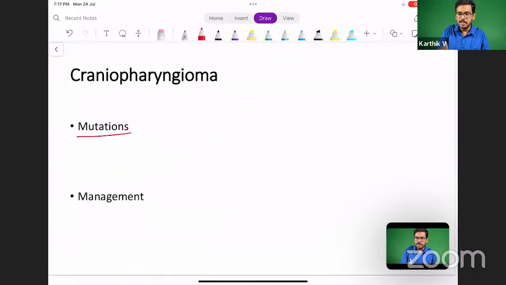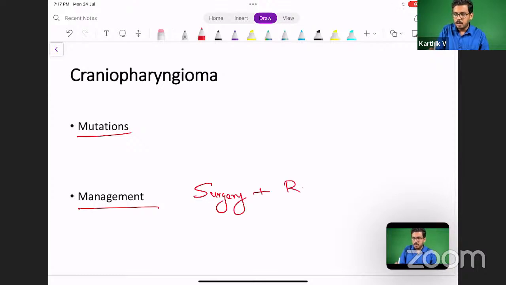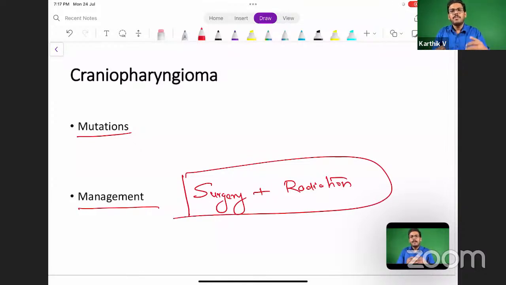So mutations we have discussed, and regarding the management, the standard management protocol is surgery plus radiation. Surgery plus radiation, and of these, adamantinomatous is more responsive to radiation, and it is not often curative because this is a locally aggressive lesion. It will have infiltration into the hypothalamus, maybe into the midbrain region, into the adjacent cortical lobes, maybe into the sellar region and parasellar region to the cavernous sinus. So surgically removing them in toto is not often possible.